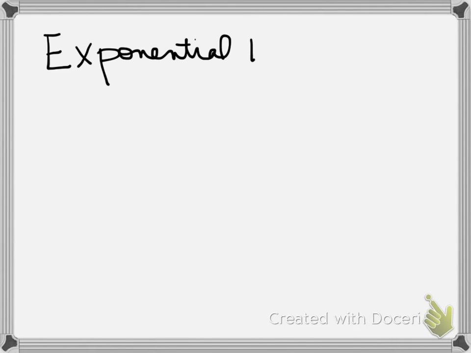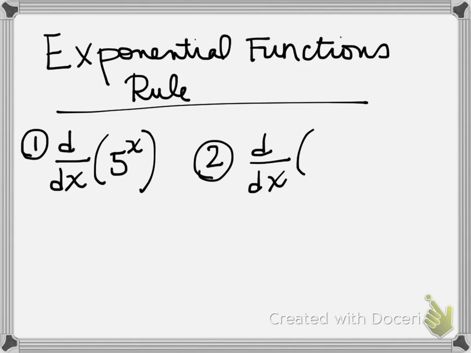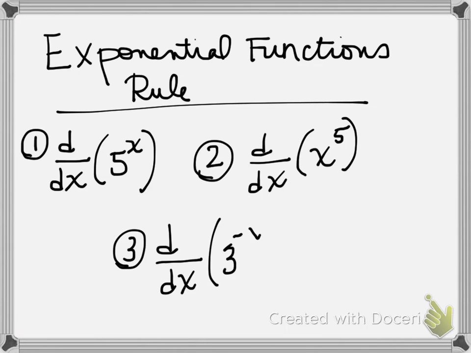For our next set of derivatives, we're going to be using the exponential functions rule. Specifically, we want to be able to find derivatives of 5 to the x, x to the fifth, and 3 to the negative x. Remember, this symbol here means take the derivative of the function inside. And also, this symbol tells us what we're taking the derivative with respect to. So we're taking the derivative with respect to x on all of these.